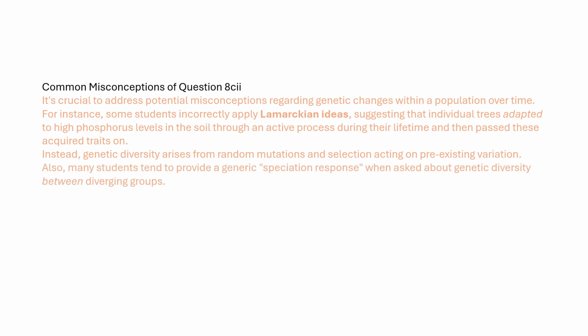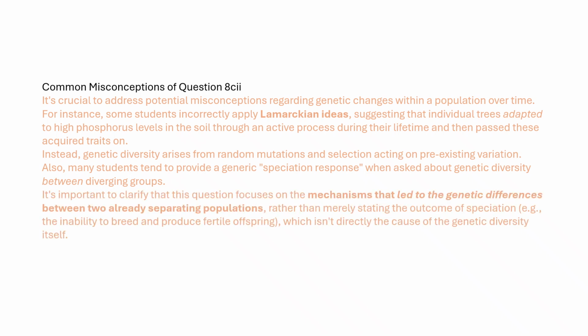Also, many students tend to provide a generic speciation response when asked about genetic diversity between diverging groups. It's important to clarify that this question focuses on the mechanisms that led to the genetic differences between two already separating populations, rather than merely stating the outcome of speciation, e.g., the inability to breed and produce fertile offspring, which isn't directly the cause of the genetic diversity itself.